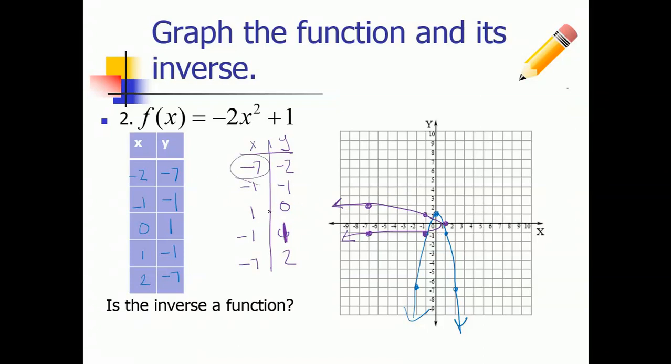Look, guys, I have duplicate x's. Remember, on a function, if we were looking at ordered pairs, you couldn't have duplicate x's. Notice also, if I draw a straight vertical line through here, I'm going to hit my graph twice. So this is not a function because it crosses twice, or there's multiple x's in my chart for my inverse.